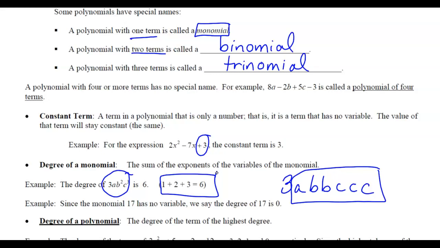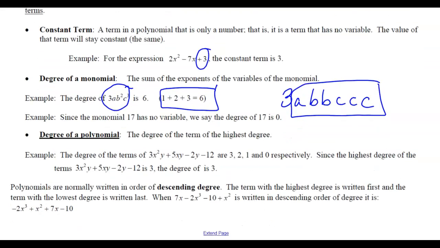Now, just a note here, if it's just a constant term, it's degree 0. Because think about this, if I had 17 times x to the 0, x to the 0 is 1. This is really equal to 17. So that tells me 0 variables in that term. 17 doesn't have any variables, so the degree is 0.